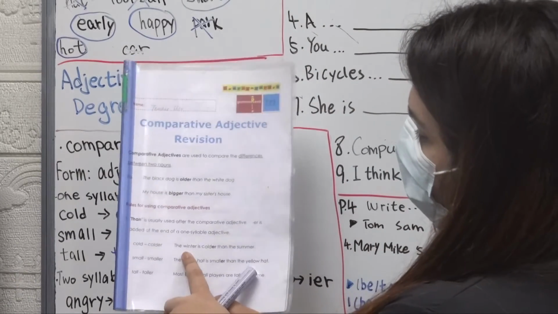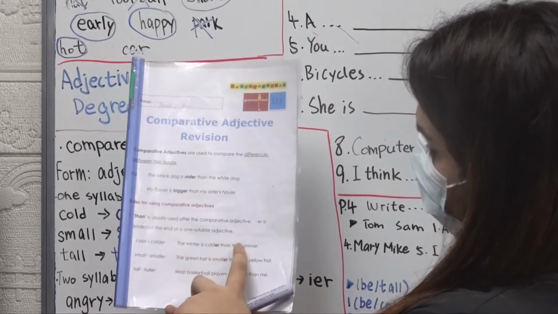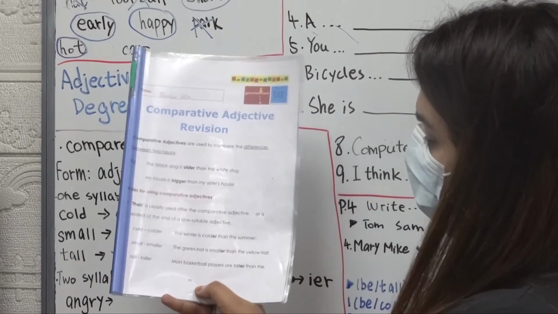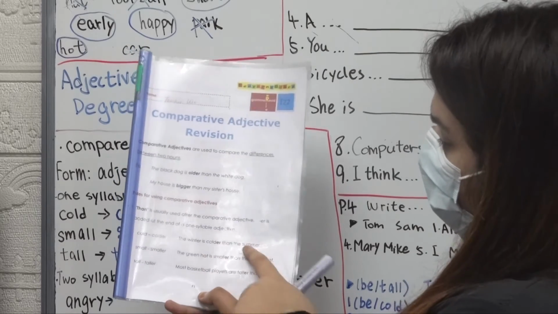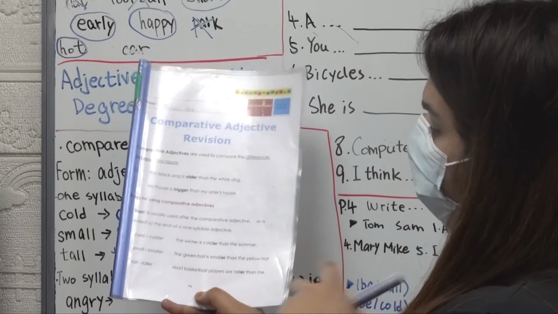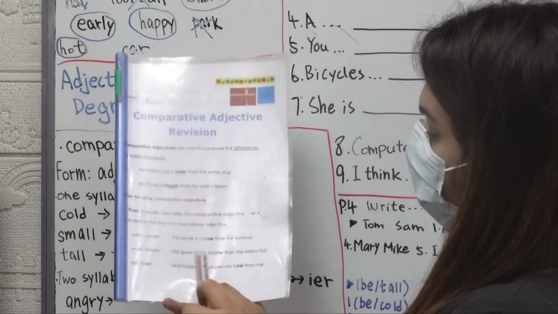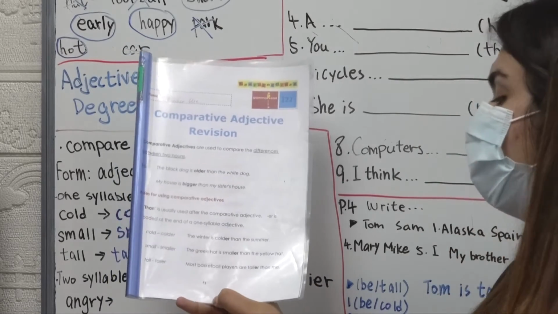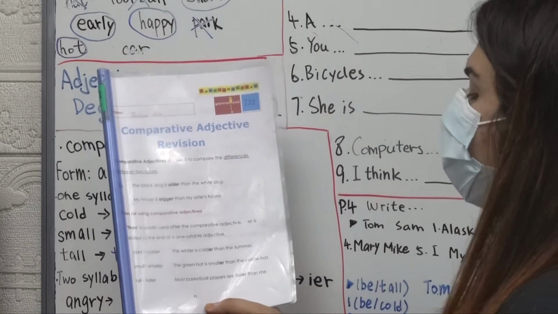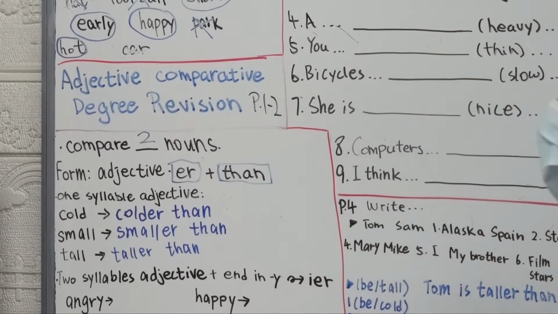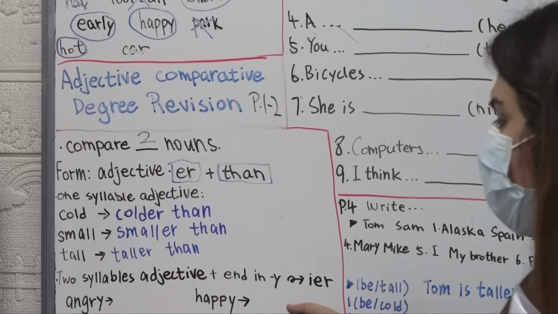The winter is colder than the summer. So they're comparing two things, the winter and the summer. So adjective plus ER and then "than". The green hat is smaller than the yellow hat. Same as the rule. Most basketball players are taller than me. As you can see, all the sentences are used to compare two things. That's why we use the comparative adjective degree. Okay? Next one.